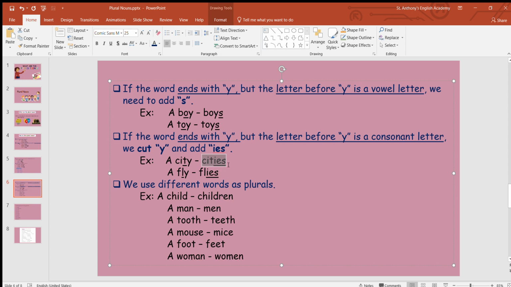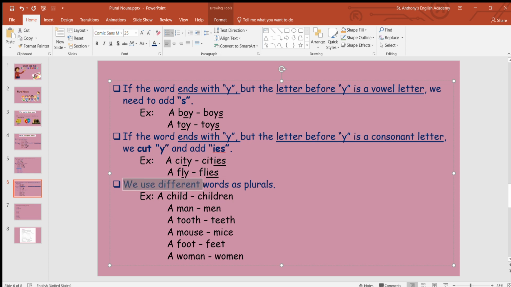C-I-T-I-E-S, cities, right? Then a fly, a fly. Last letter is Y, but the letter before Y is L. So it is not a vowel letter. Now what happens? You need to cut this Y if you want to make a plural noun for this. So it becomes flies, F-L-I-E-S, right?